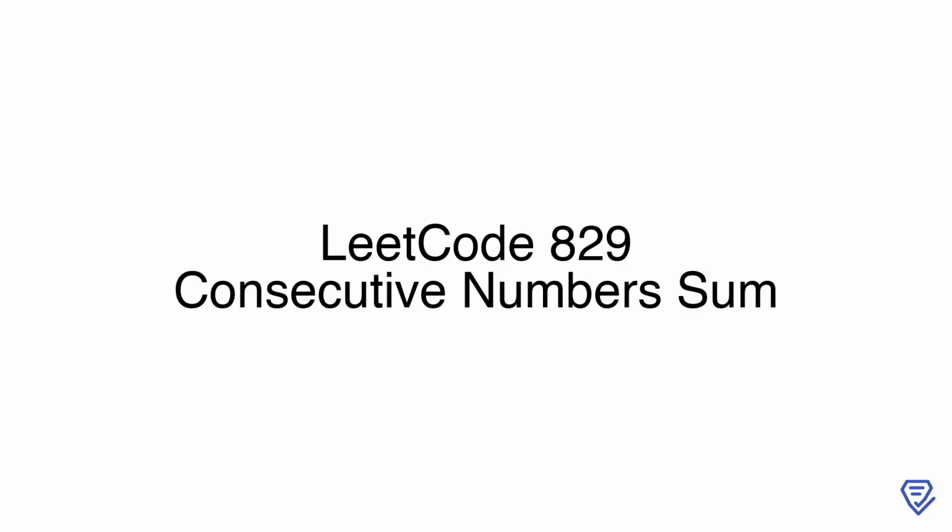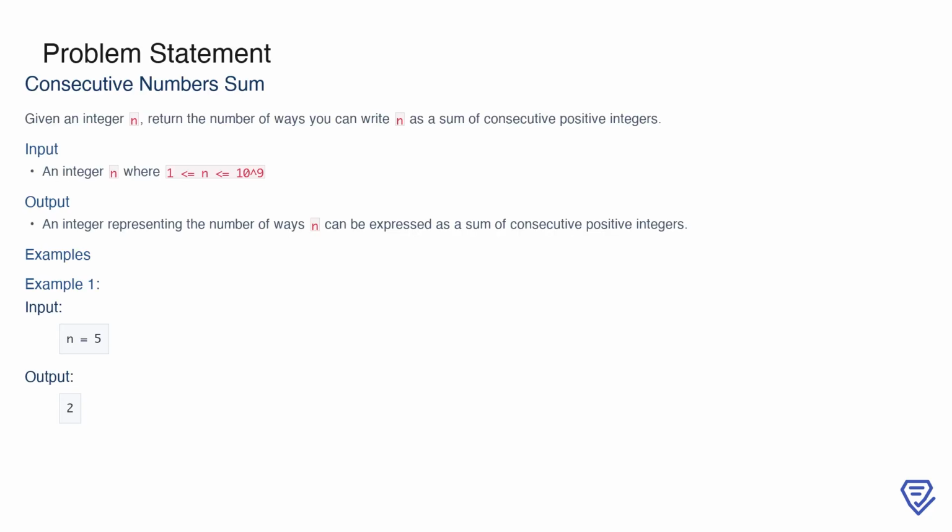Let's dive in. The problem we're solving is called Consecutive Numbers Sum. The goal is to determine how many ways we can express a given integer, n, as the sum of one or more consecutive positive integers. For example, if n equals 5, we are tasked with finding all possible sequences of consecutive numbers that add up to 5. The input is an integer n, where the value can range from 1 to 10 to the power of 9, and the output is another integer that tells us the total number of valid ways to represent n.